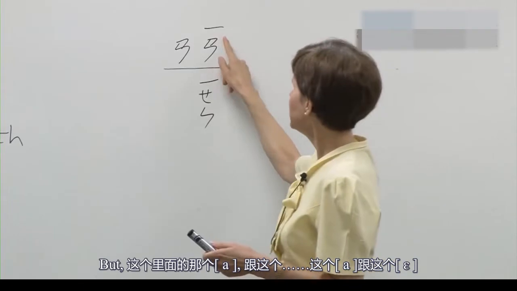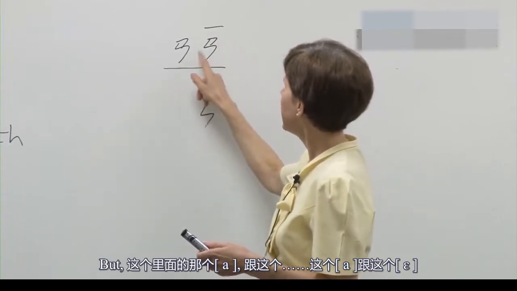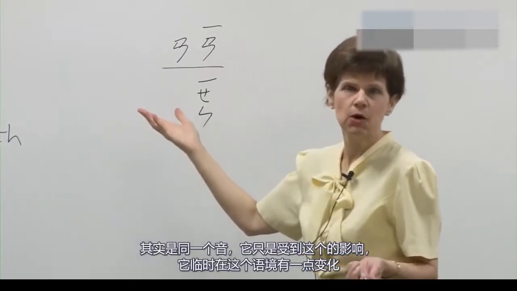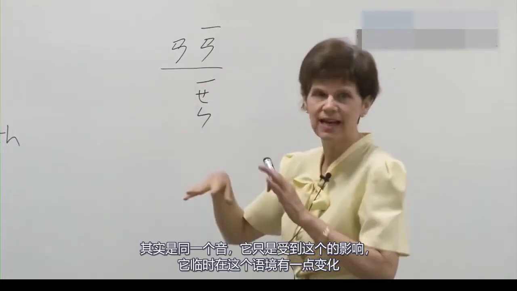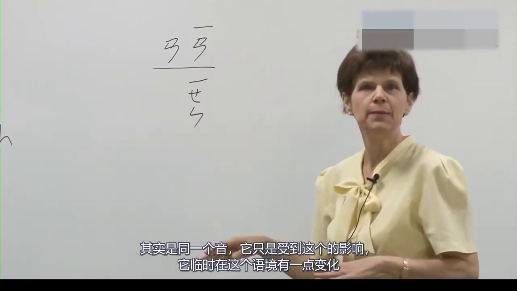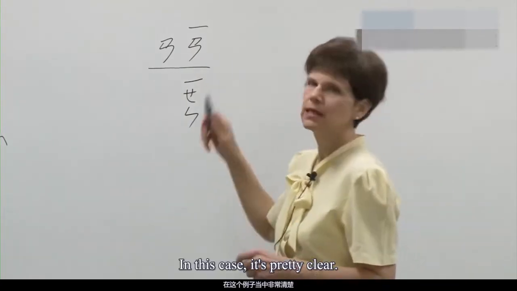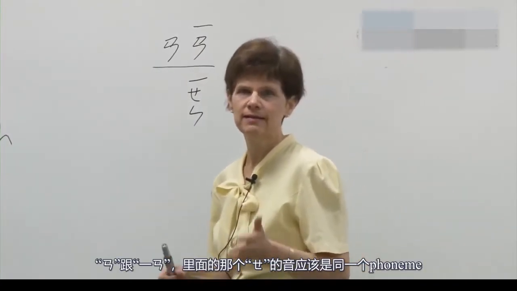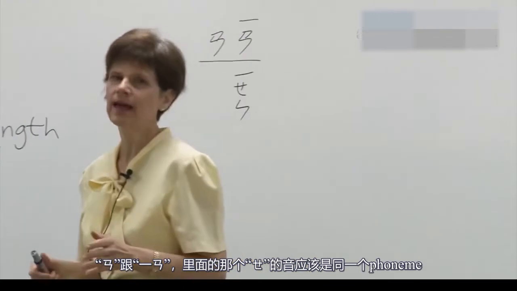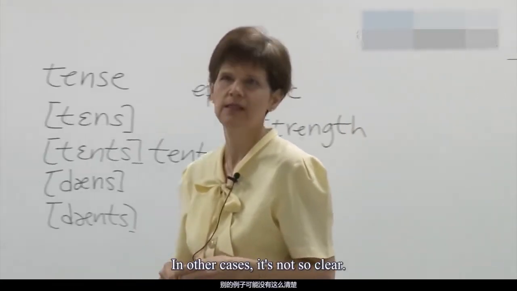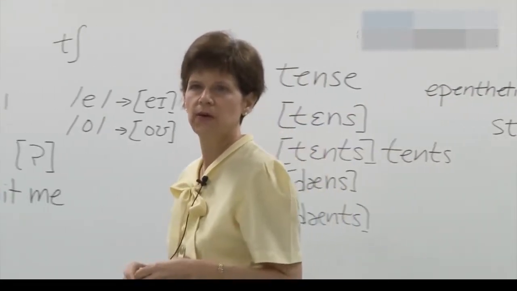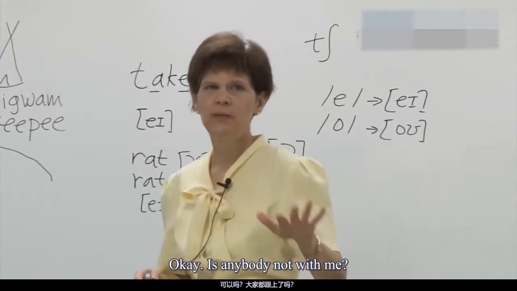But 这个里面的那个 a 跟这个 a 跟这个 e 其实是同一个音，它只是受到这个的影响，它临时在这个语境有一点变化，可是是同一个东西。In this case, it's pretty clear. an 跟 yen 里面的那个 a 的音应该是同一个 phoneme. In other cases, it's not so clear. Okay? Is anybody not with me?